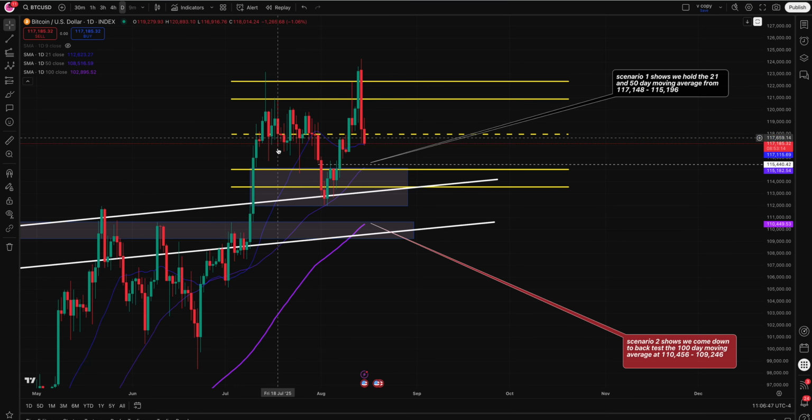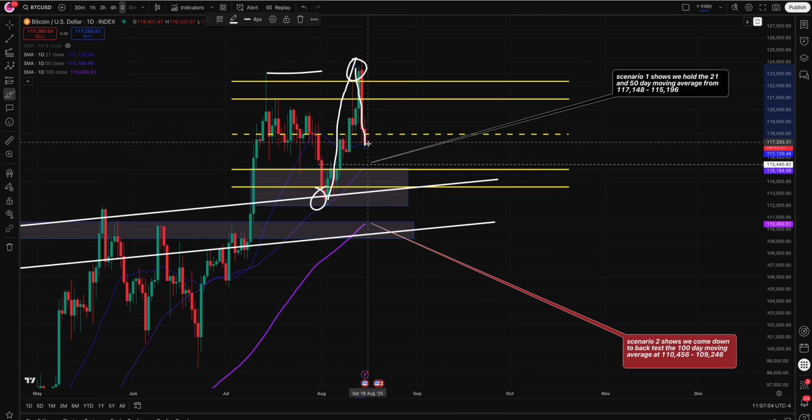Now we've moved back into mid-range, back testing the 21-day moving average, and there is a possibility we come down to the lower quadrant of the range again to tap into the 50-day moving average, sitting at around 115,196. So if Bitcoin comes down over here, don't panic. It's likely we're just coming down to retest this 50-day moving average.